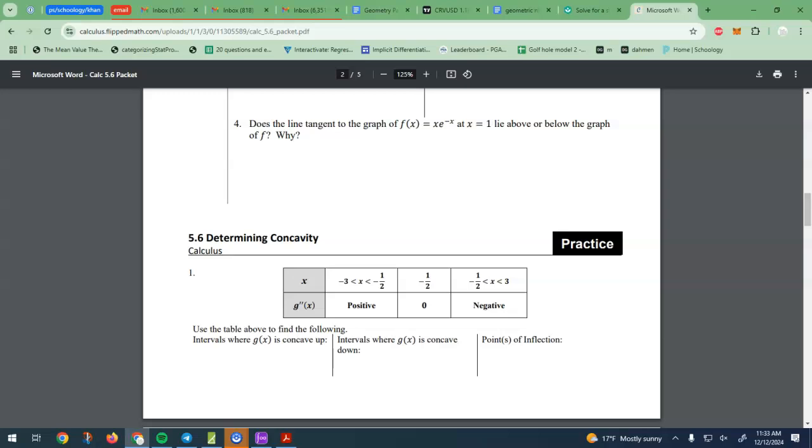I need product rule again. Second thing times the derivative of the first thing. E to the negative x times negative 1. 2d1 plus 1d2. So plus the first thing times the derivative of the second thing. The derivative of the second thing is negative 1. 1 minus x.